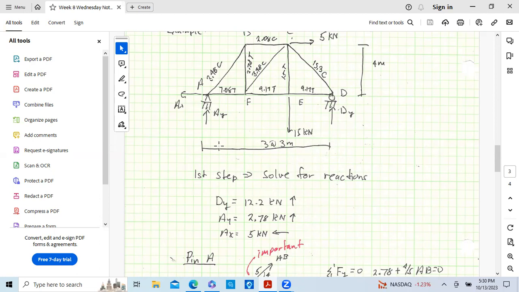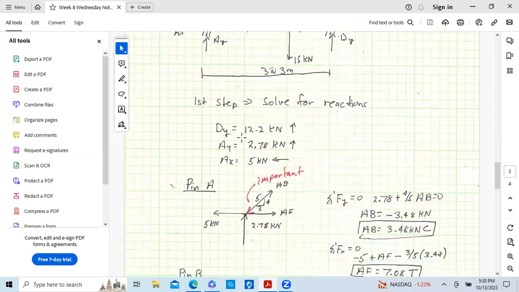Let's start at pin A. We've got forces, and then members that are unknown. So this is a particle problem.